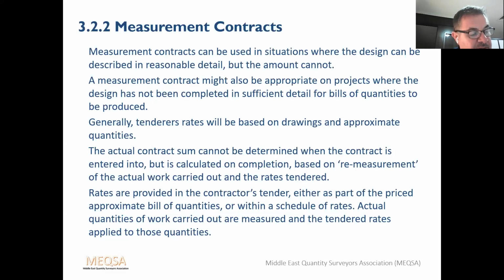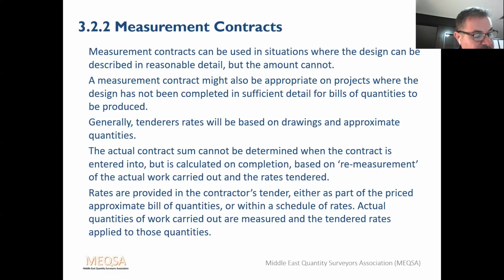It should be possible to describe the works in sufficient detail to determine a programme and to obtain rates from tenderers. And generally, tenders' rates will be based on drawings and approximate quantities. The actual contract sum, which is sometimes called the ascertained final sum, cannot be determined when the contract is entered into. That's calculated on completion based on the remeasurement of the actual work carried out and the rates tendered. Instead of giving a firm price, rates are provided in the contractor's tender, either as part of the priced approximate bill of quantities or within a schedule of rates.